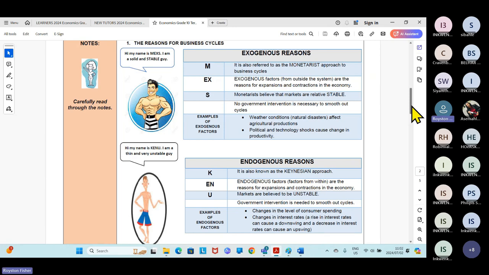Explain the endogenous or exogenous reasons for business cycles. So this is something that you can use in your studies. And this comes from your grade 10 notes. So you have been exposed to it. It's just something that you might have forgotten over the years.